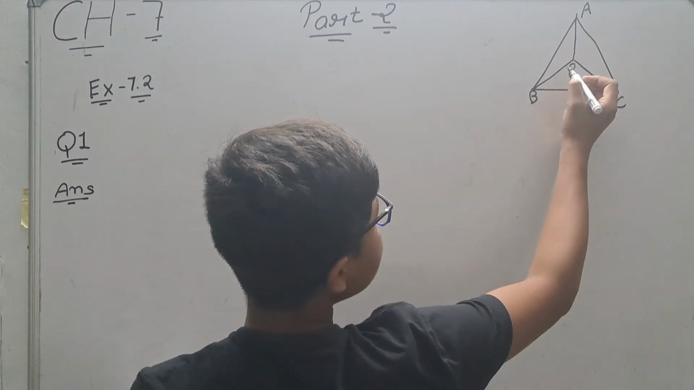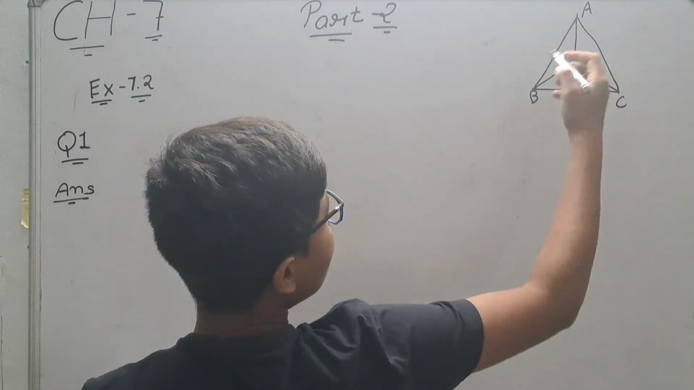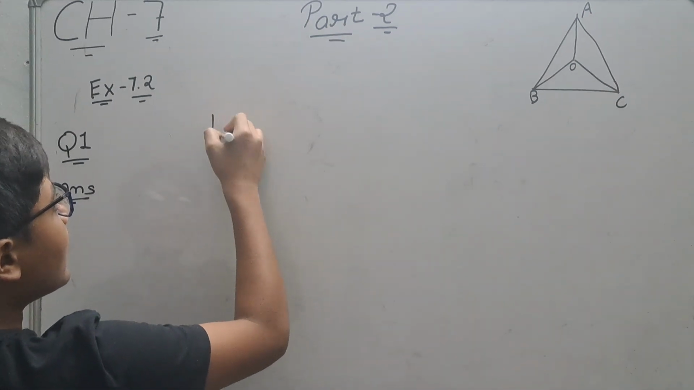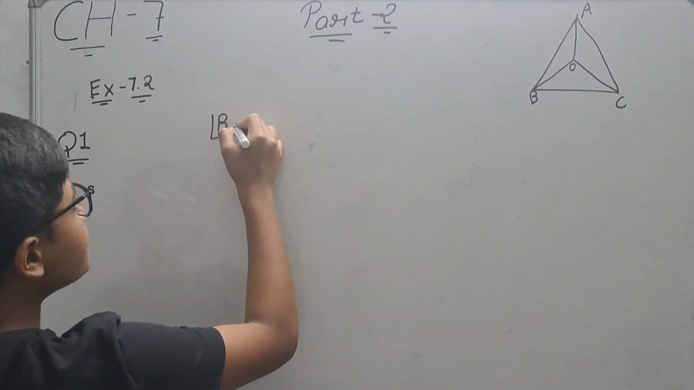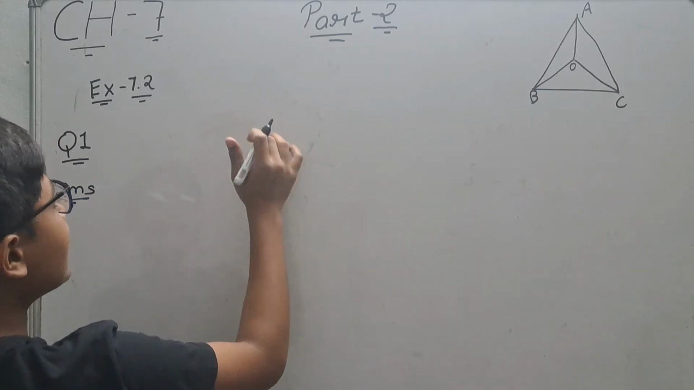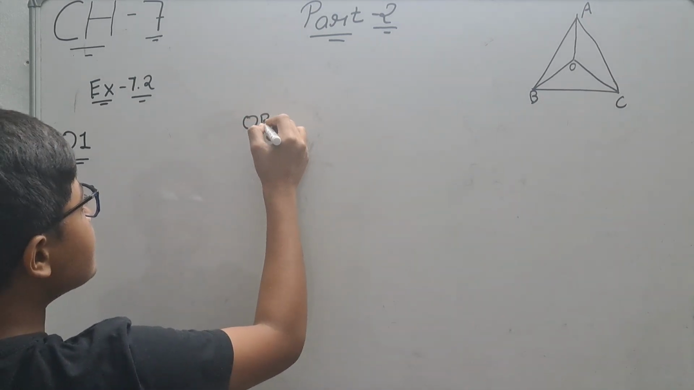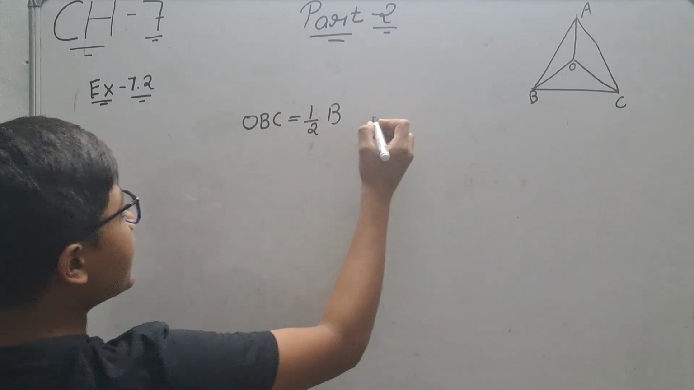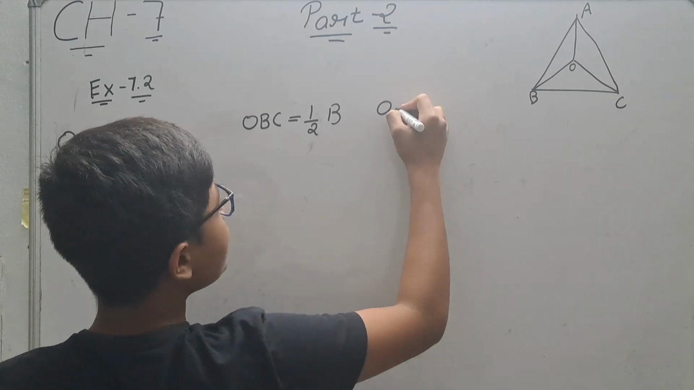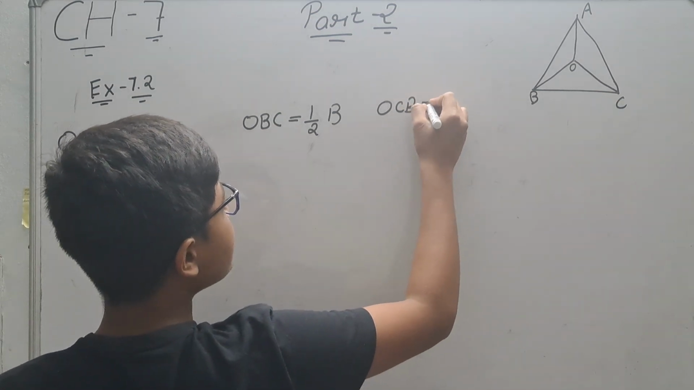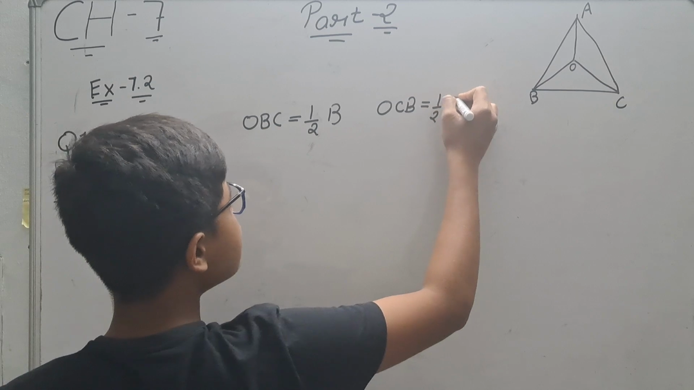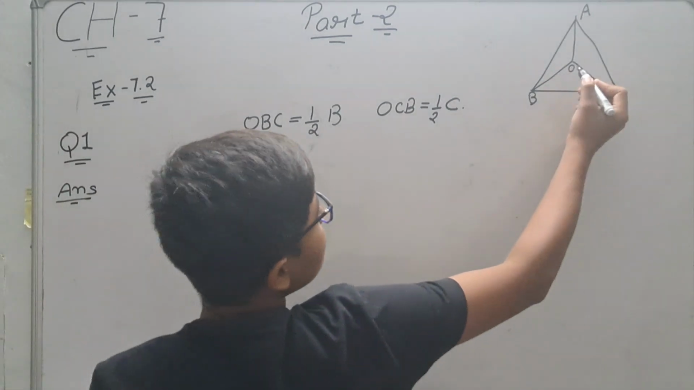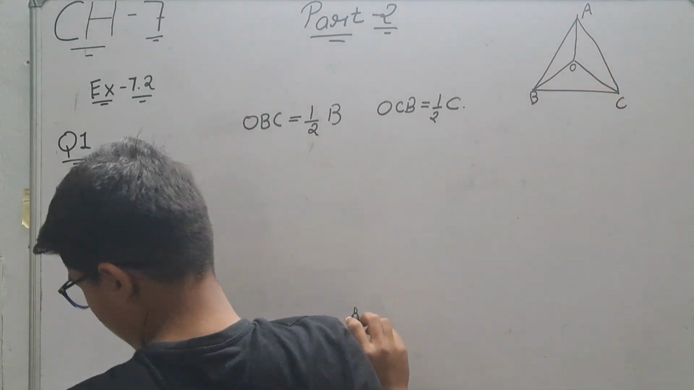In the figure you can notice that angle B and angle C are bisected by OB and OC, so we can write like this: angle OBC is equal to half of angle B, and angle OCB is equal to half of angle C. We have to prove OB and OC are equal.